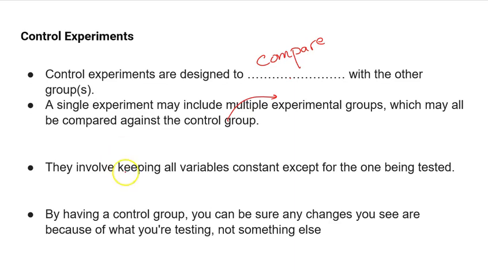They involve keeping all variables constant except for one being tested, which is called the independent variable. The independent variable is the variable we are going to test, or it is the cause. And then we have the dependent variable, which is going to be measured, or it is the effect. By having a control group, you can be sure any changes you see are because of your independent variable, or what you are testing, not something else.